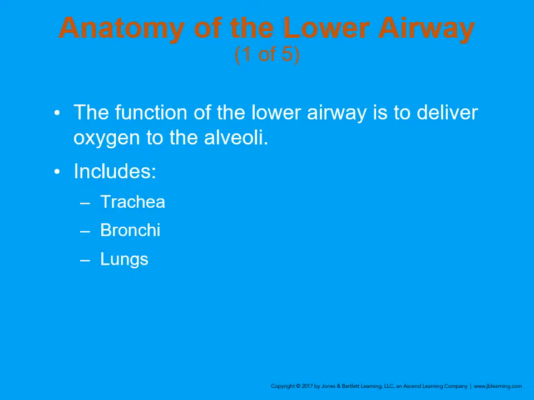The anatomy of the lower airway. The function of the lower airway is to deliver oxygen to the alveoli. The lower airway includes the trachea, which is the conduit for air entry into the lungs. The trachea is also known as the windpipe. It begins directly below the cricoid cartilage, and it descends anteriorly down the midline of the neck into the thoracic cavity.